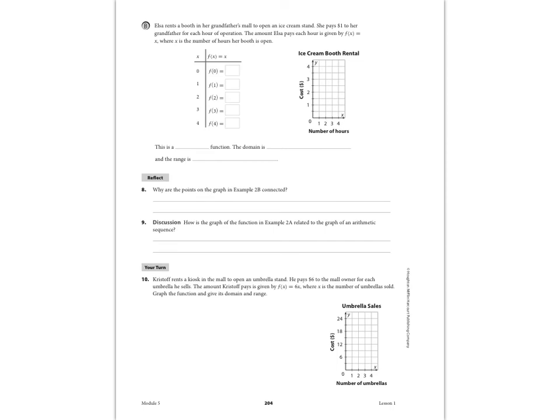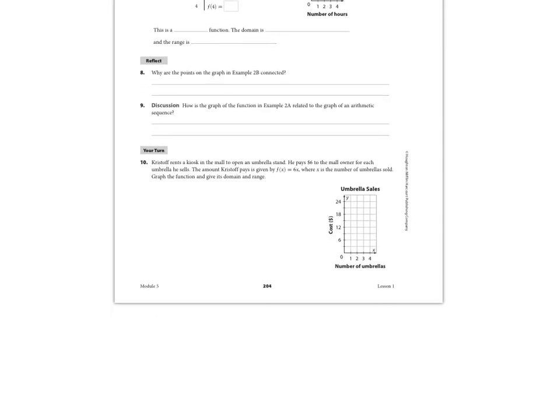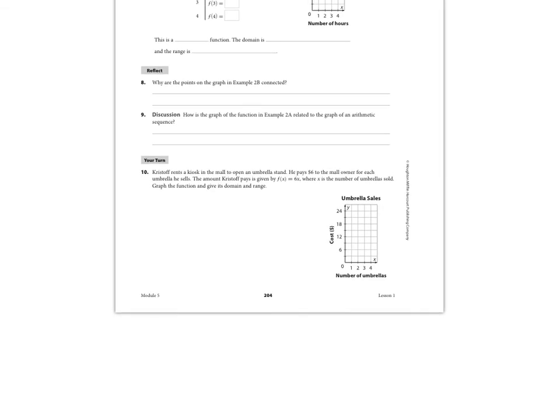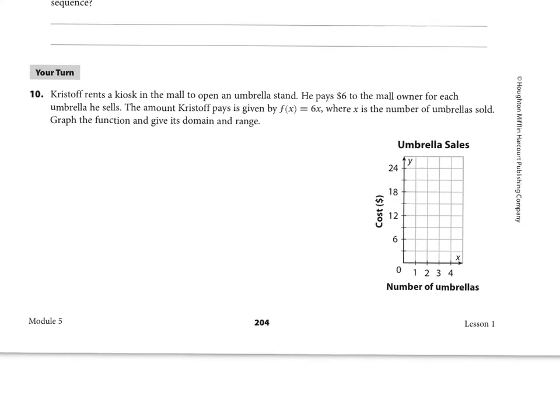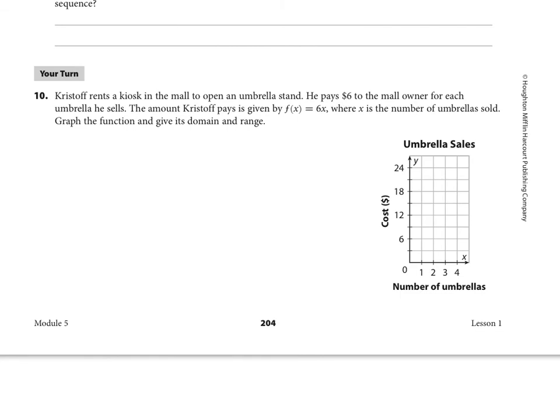Okay, and let's just go straight to your turn. If you feel like you can do this, give it a try or get as far as you can before you see my solution. So Christoph rents a kiosk in the mall to open an umbrella stand. He pays $6 to the mall owner for each umbrella he sells. The amount Christoph pays is given by f of x equals 6x, where x is the number of umbrellas sold. Graph the function and give its domain and range.